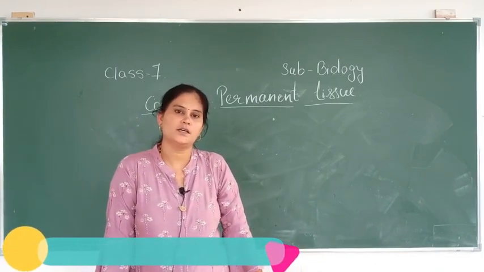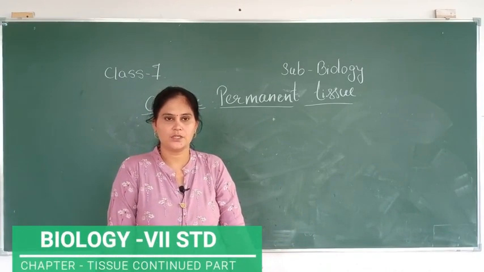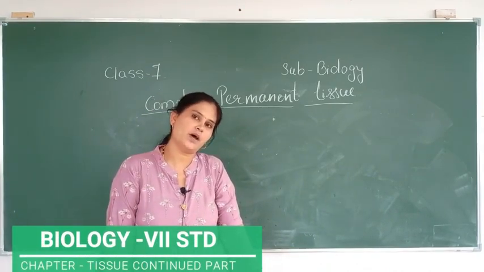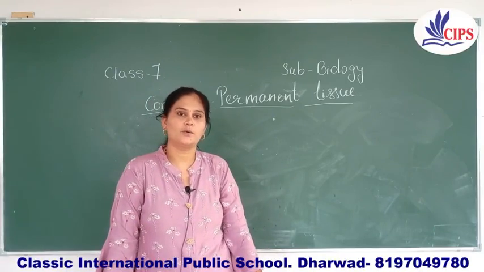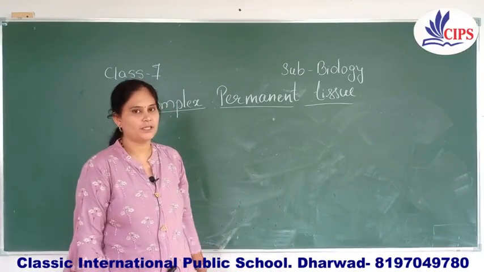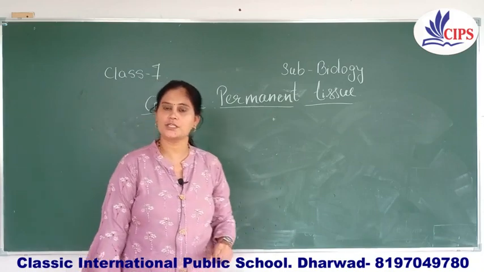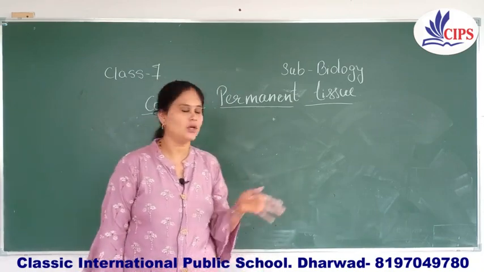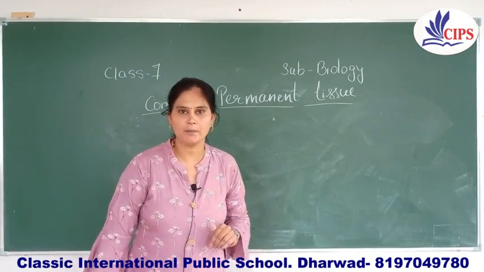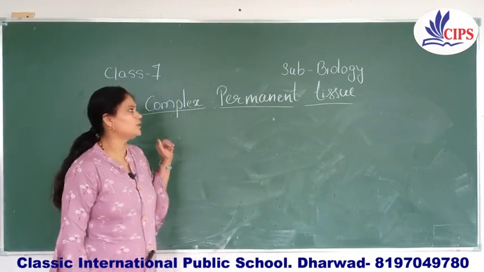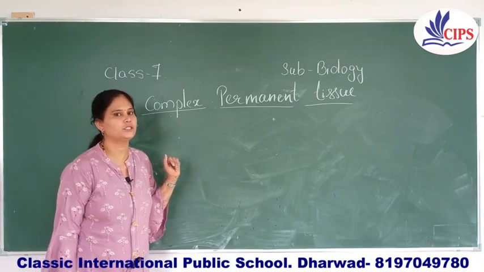Last class, we studied plant tissues: the meristematic tissue and the permanent tissue. In the permanent tissue, we studied the simple permanent tissue, that is parenchyma, collenchyma and sclerenchyma. Now, next we will move to the complex permanent tissue.